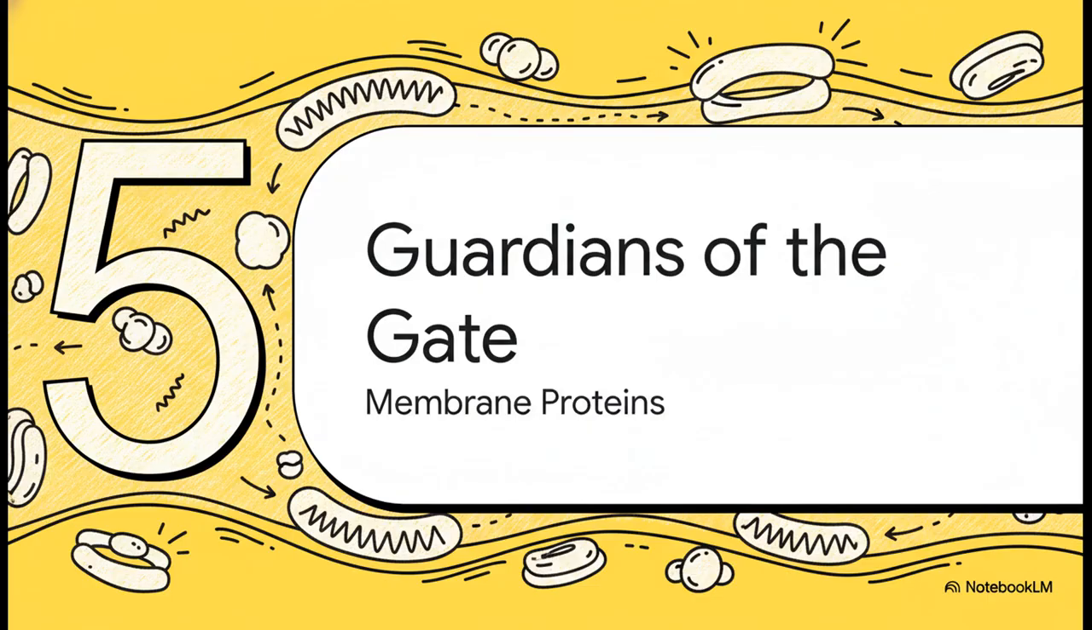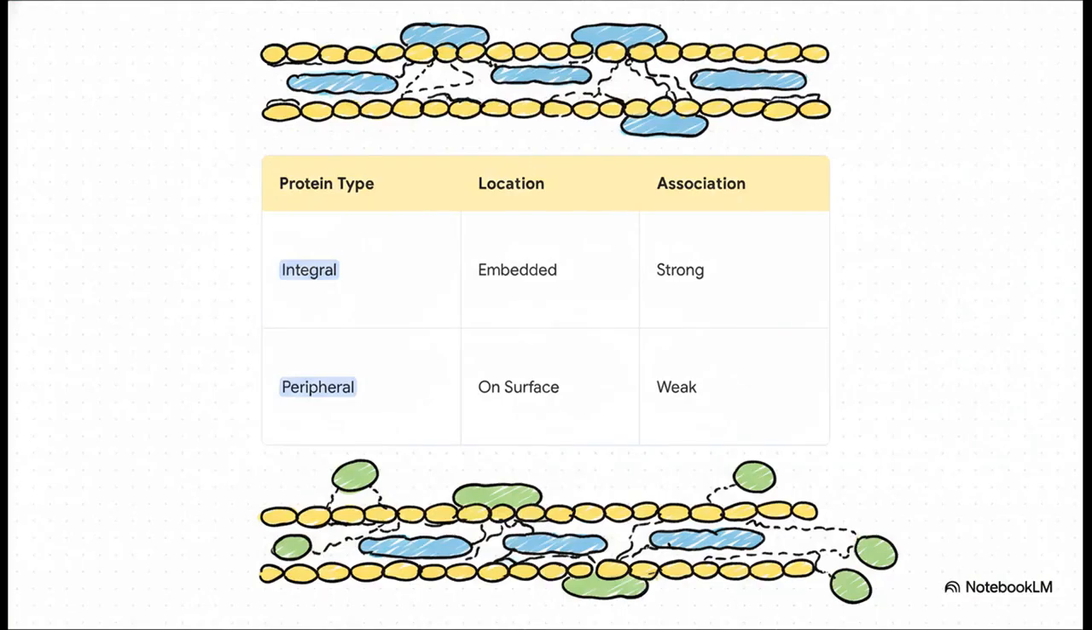Okay, but a wall isn't very useful if nothing can get through it, right? So the membrane isn't a static wall. It's a dynamic gate, and it's controlled by a whole bunch of specialized proteins. And you've got two main kinds of these protein gatekeepers. The integral proteins are stuck right there in the lipid bilayer. They're in there for the long haul. Then you have peripheral proteins, which are more loosely attached to the surface. They can kind of pop on and off as needed.